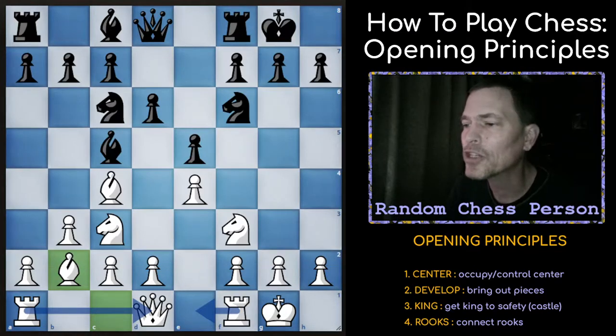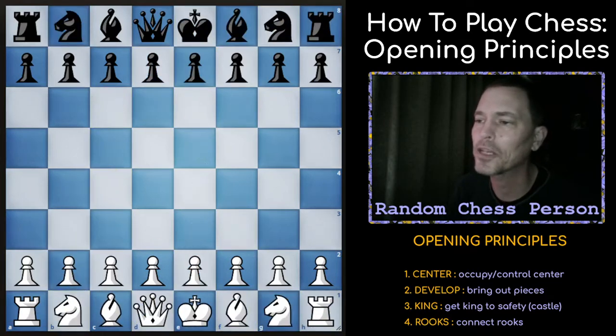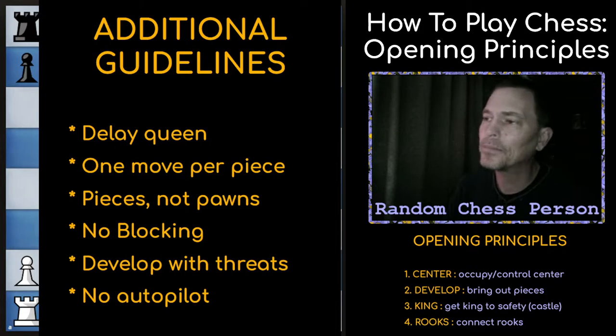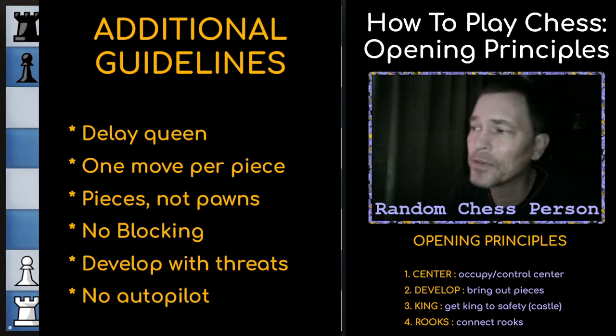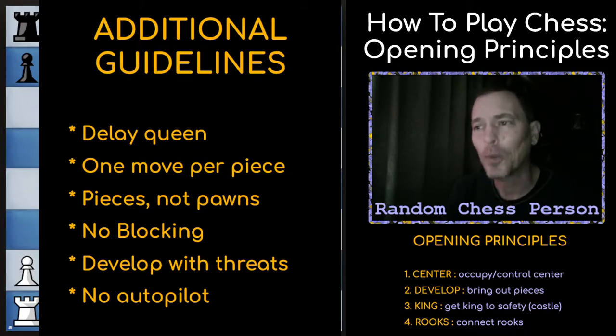There are a few additional principles that relate to the opening that are worth mentioning in a video like this, so I'll just hit them really quick. And again, just like the original 4 principles, these are not rules. There are going to be exceptions. But in general, don't bring your queen out too early. The queen is the most powerful, valuable piece on the board.